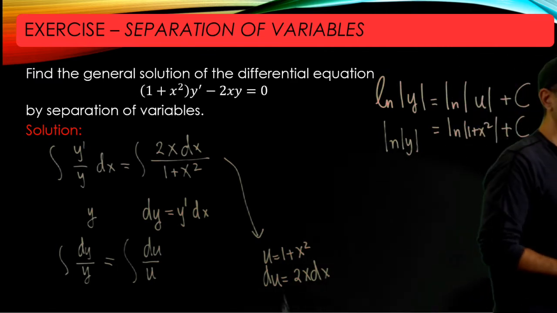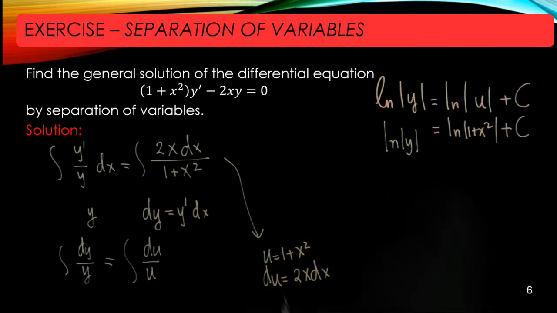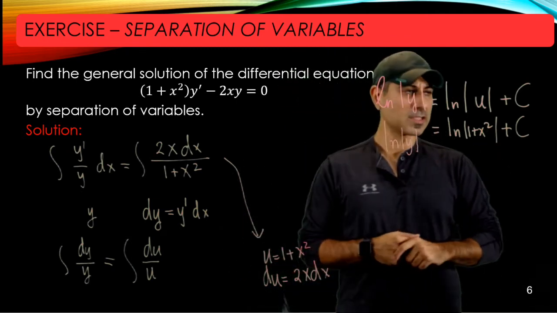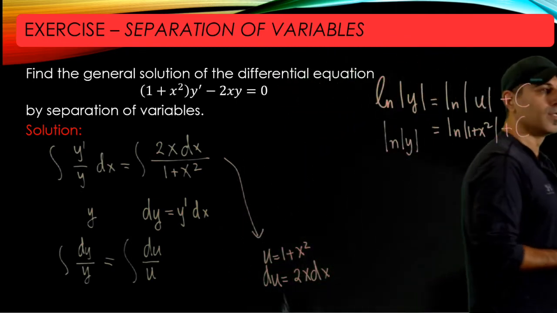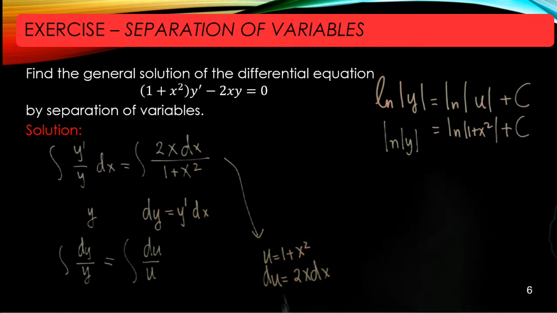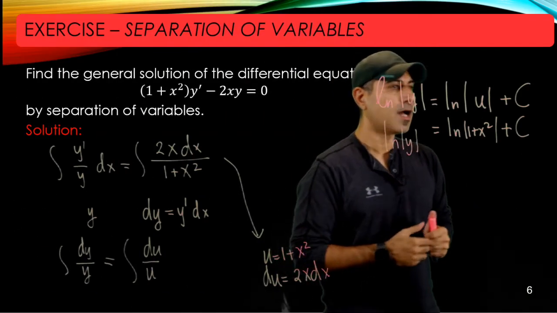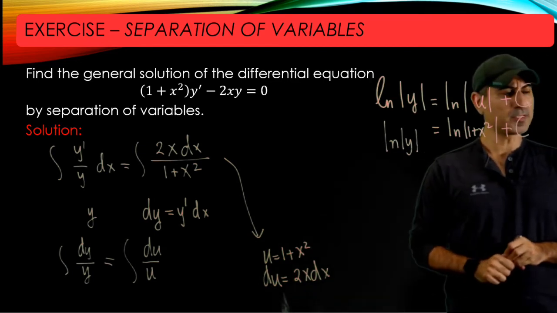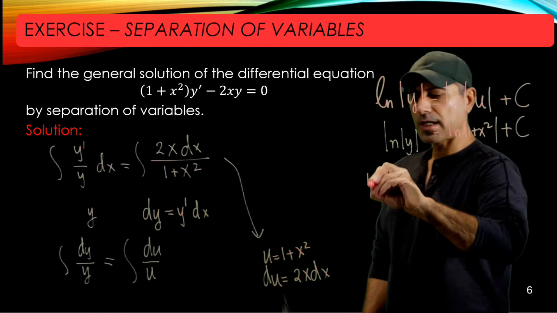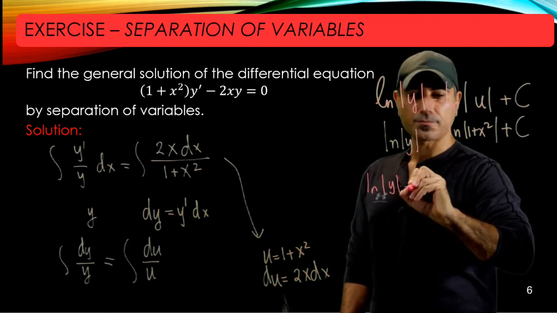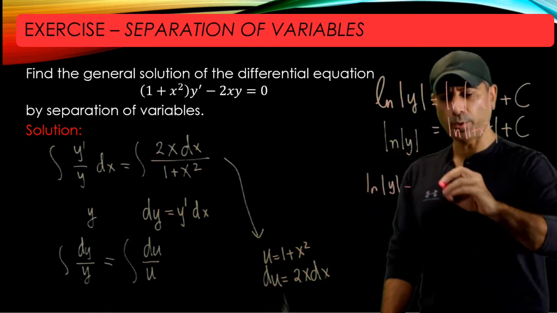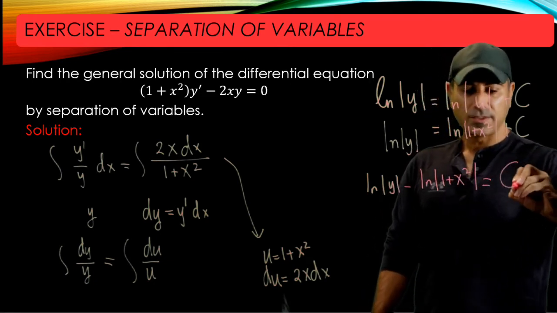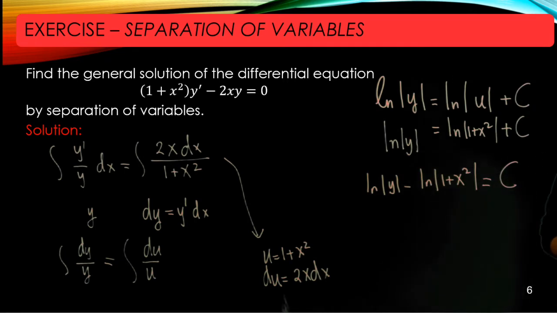In fact, you can put an integrating constant on both sides of the equation, but it's not necessary because the difference of those constants is still arbitrary, so we can just call it c. At this moment, you can go ahead and simplify this expression a little bit more by using the properties of ln. In other words, I can subtract ln of 1 plus x squared from both sides of the equation, and the right-hand side is just the arbitrary constant c.